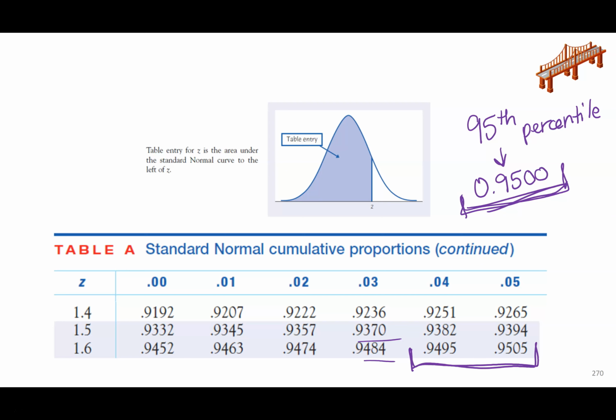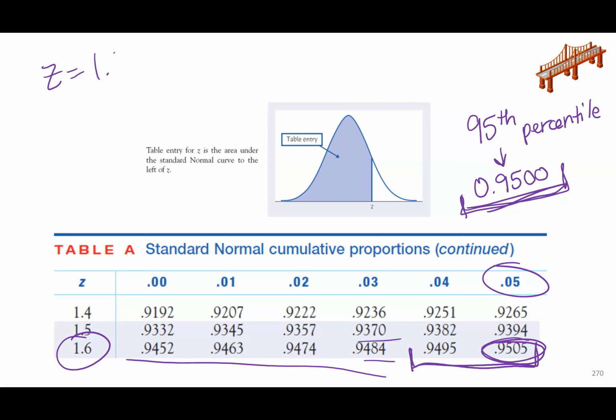So I'm going to pick between these two. Usually you would just pick whichever's closest, but it's exactly halfway in between. I'm going to just lean this way. It's not going to matter if you pick 1.64 versus 1.65, not really. So working backwards, z is equal to 1.65. Note you could use 1.64.